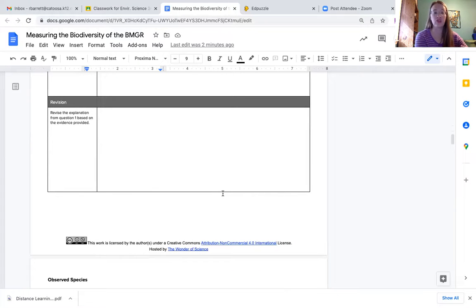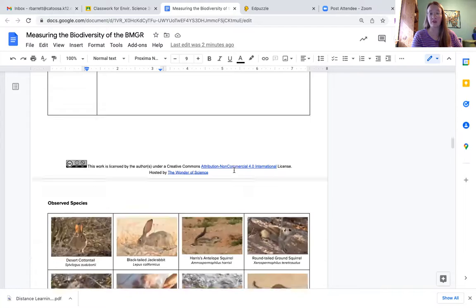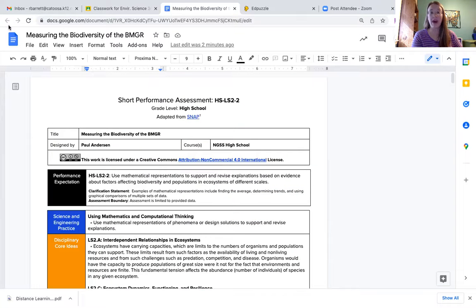Revision: revise the explanation from question 1 based on the evidence provided. So maybe I guess that the creosote flats was going to be the most biodiverse because, I don't know, I'm making this stuff up, but because it's got a lot of trees or something for more things to live on. But I went through the data and that's not really the case. Something else was more biodiverse. I'm going to explain which one was more biodiverse, which one was the least biodiverse, and why in this box here. And then I'm going to go back and click submit and I am done.